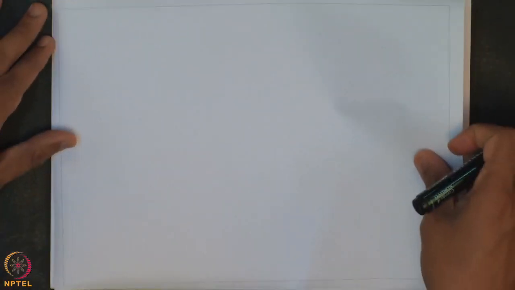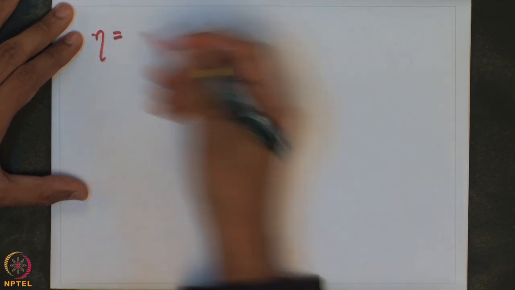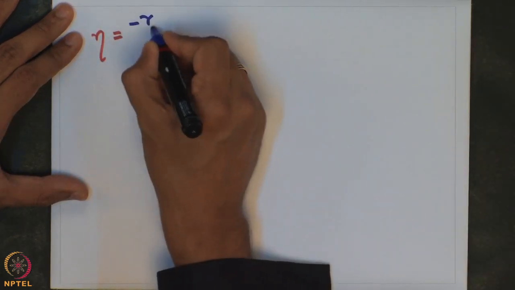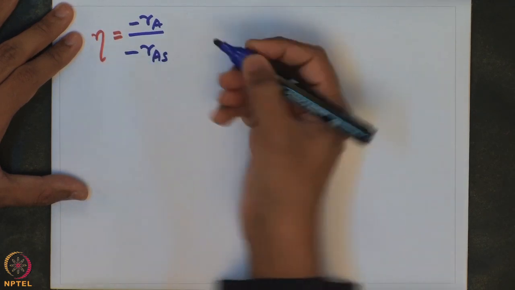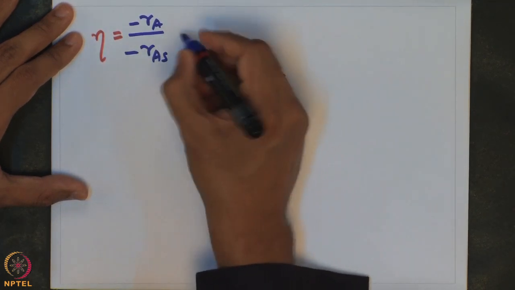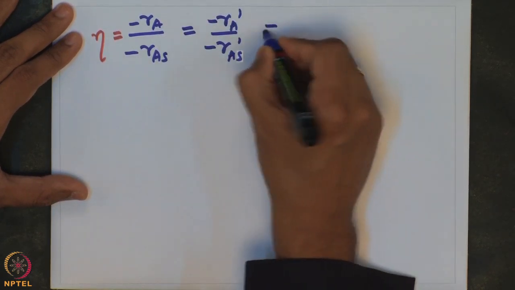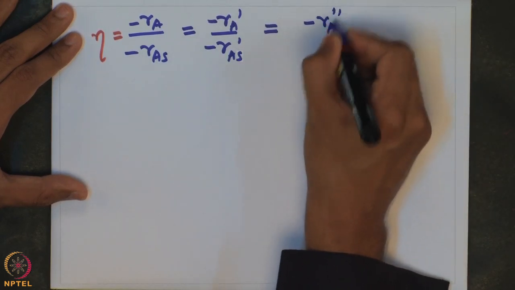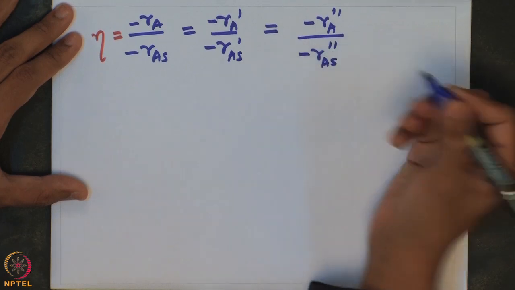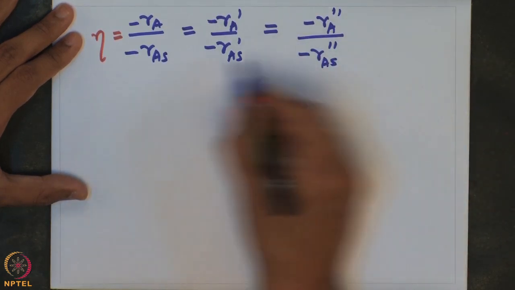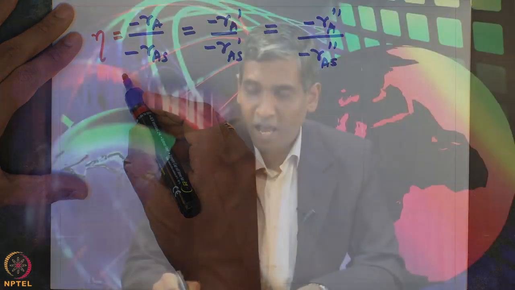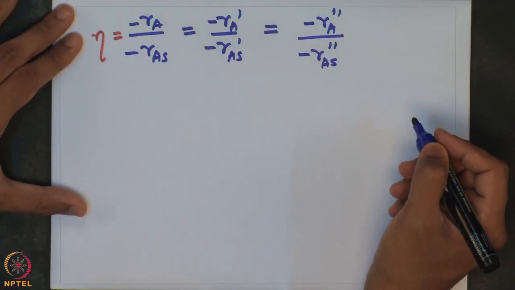So, from here one can clearly see that the effectiveness factor eta is equal to minus Ra divided by minus Ras, which is the rate based on the surface conditions, and that should be equal to Ra prime by minus Ras prime, and that should clearly be equal to minus Ra double prime divided by minus Ras double prime. So, this relationship of effectiveness factor, which is conserved across the way the reaction rates are defined, can be used to find out what is the effectiveness factor, what is the internal effectiveness factor.